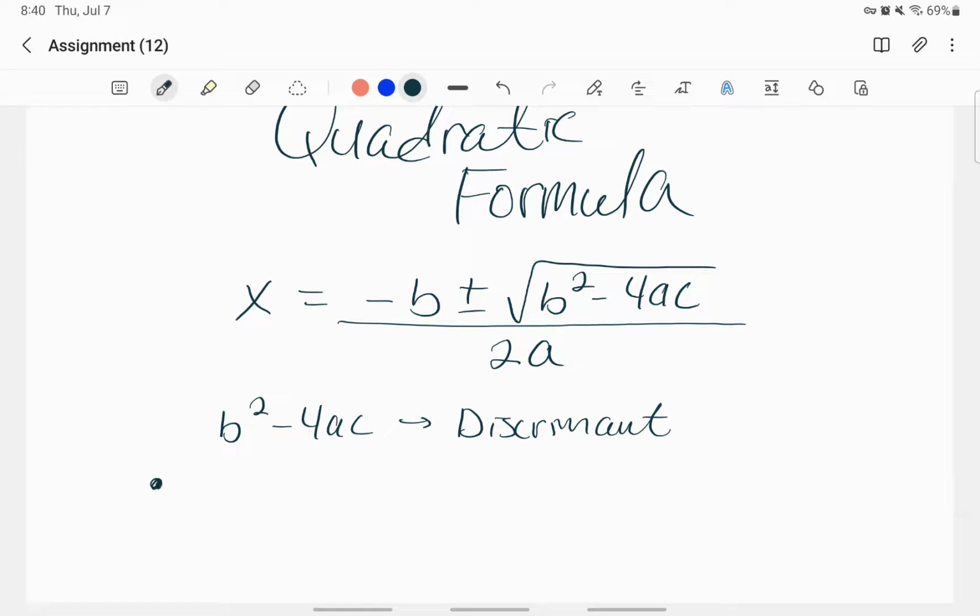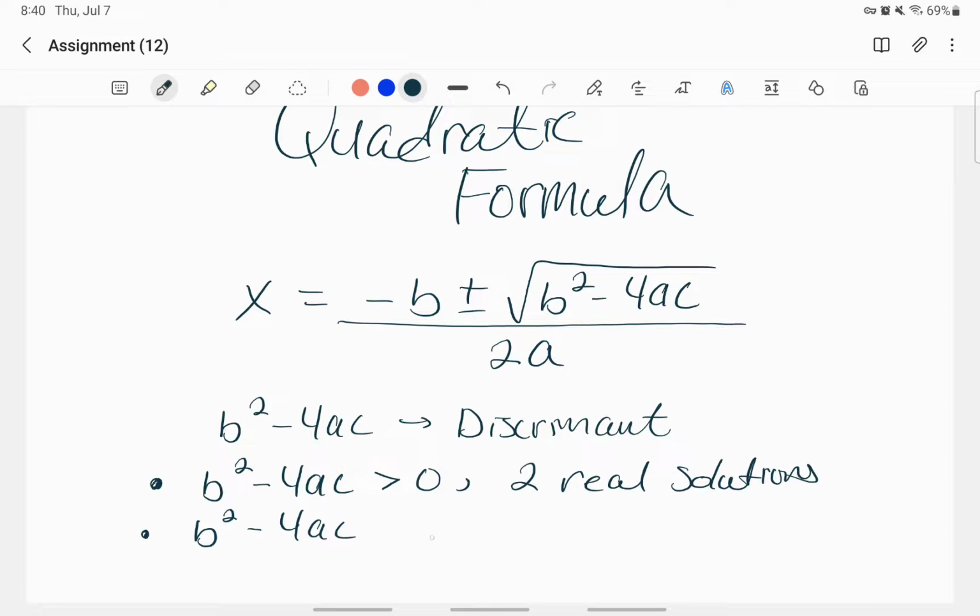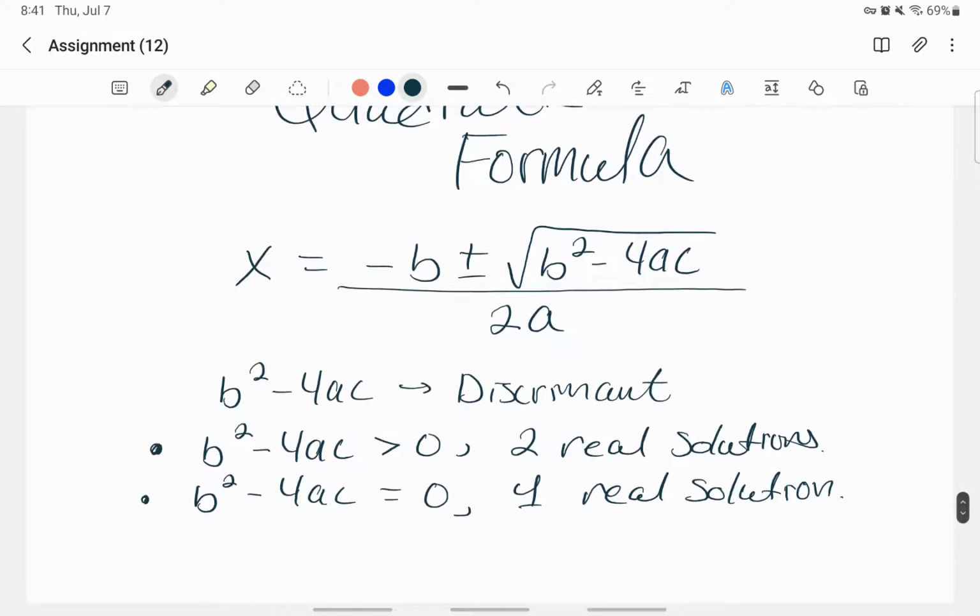Now here are the rules. If b squared minus 4ac is a value greater than 0, you will have two real solutions. If b squared minus 4ac is equal to 0, you will have one real solution. And if b squared minus 4ac is less than 0, you will have no real solutions, which means you will have two complex solutions.